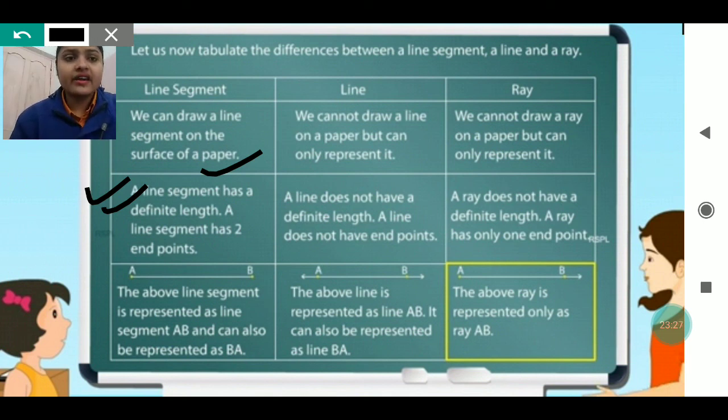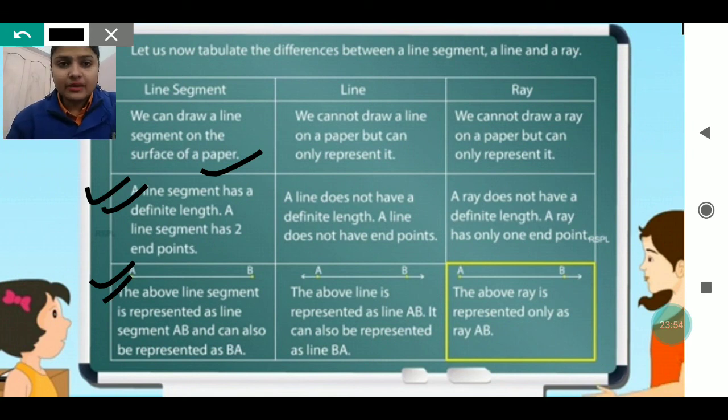Whereas a ray does not have a definite length, because from one side we can measure that from here it is starting, but we cannot measure till where it is extending. So we cannot say that the ray is of this length. A ray has only one end point, so you cannot say till where it is going. Okay, next, the third last one.